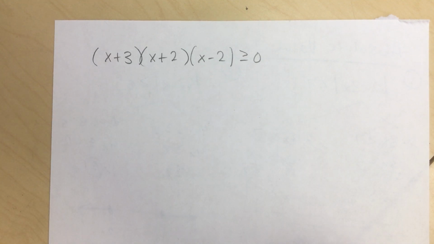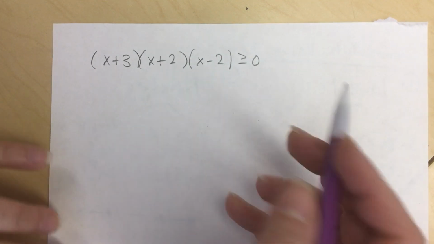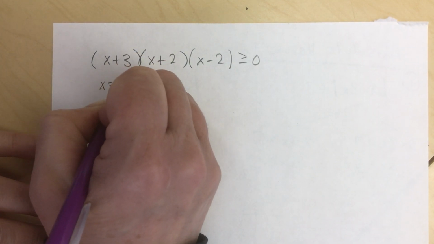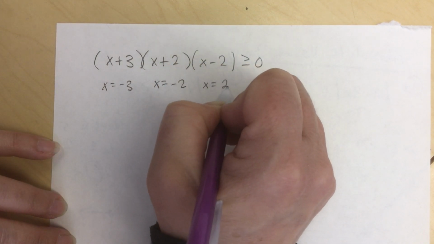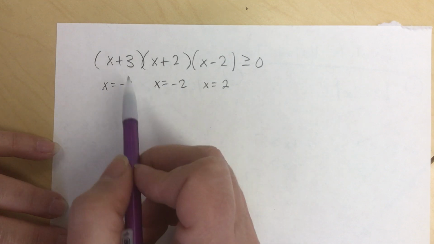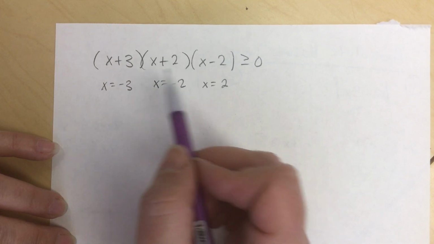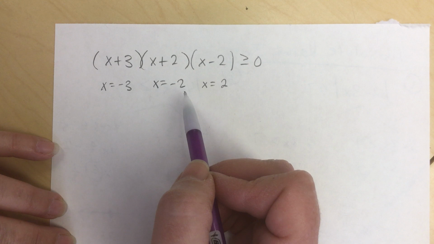So what you first do is find the critical points, the places where this thing equals 0. So that would be at x equals -3, x equals -2, and x equals +2. If I plug any of those numbers in, I get zeros in one of the parentheses. So those are my critical points.